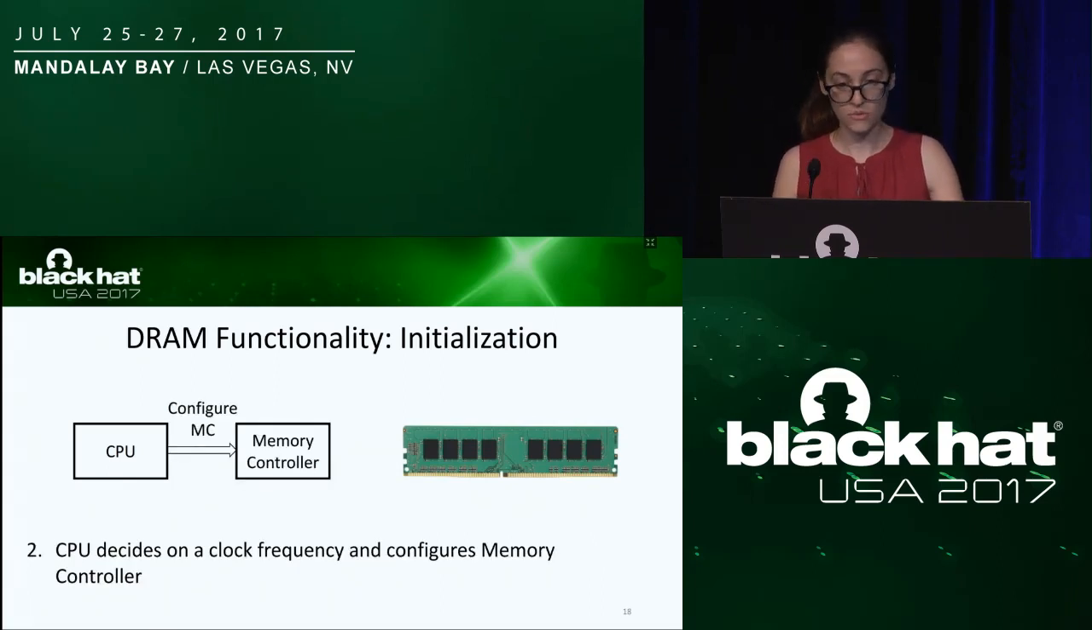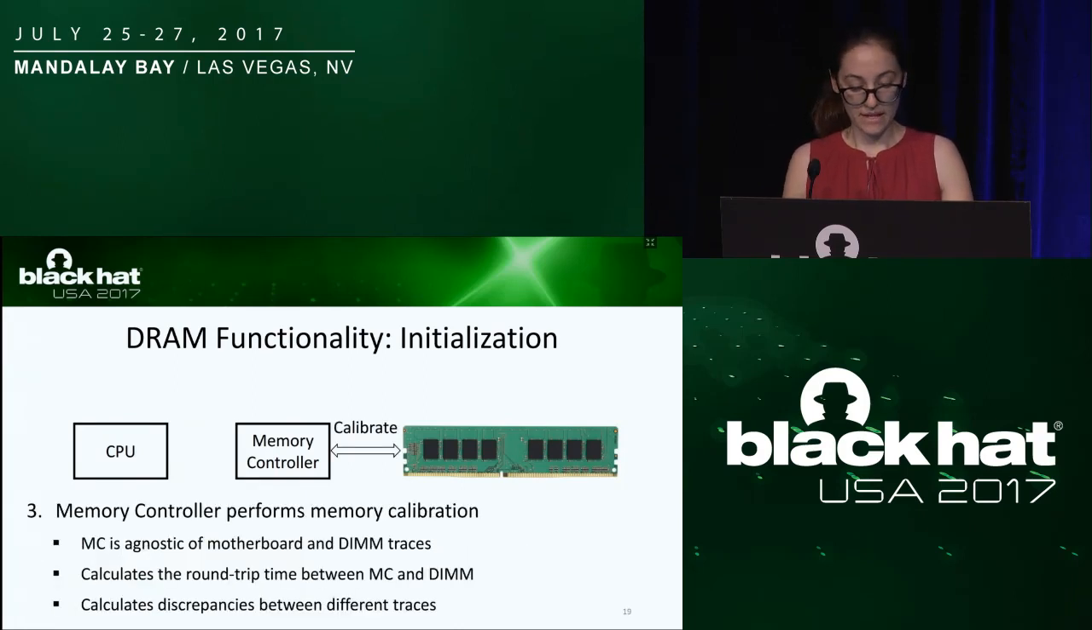Next, the CPU, by reading this information, will decide on some clock frequency that it wants to use, and it will configure the memory controller accordingly. The next step is the memory controller performs a task that is called memory calibration. And that is because the memory controller is agnostic of the motherboard it sits on and the DIMM it communicates with. And that makes sense because you want a system to work with different kinds of DIMMs, and you want the DIMMs to work on different kinds of systems. But those all have different characteristics.